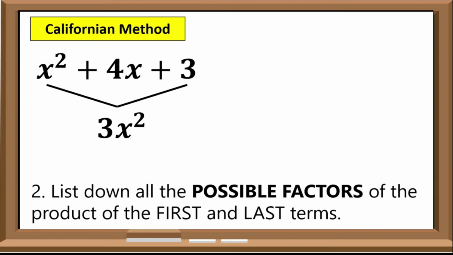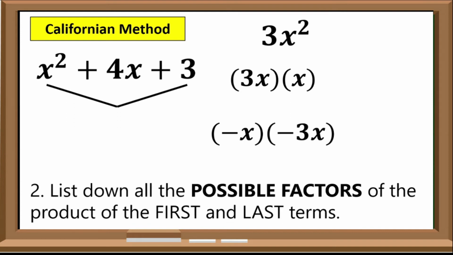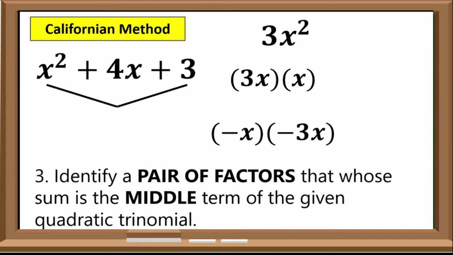The possible factors of 3x squared are 3x times x, and negative x times negative 3x. Third step, identify a pair of factors whose sum is the middle term of the given quadratic trinomial. Among the list of factors, 3x and x have a sum equal to the middle term, which is 4x, that would be 3x plus x is equal to 4x.